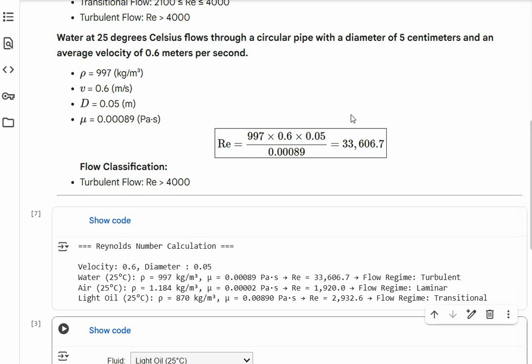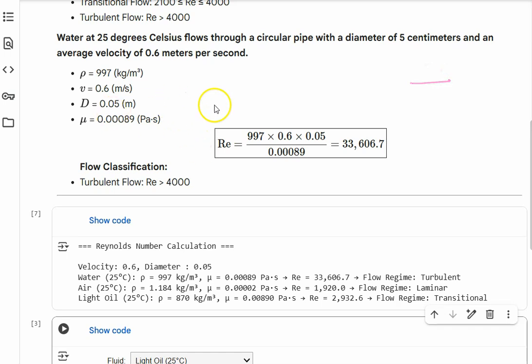Let's consider an example. Water at 25 degrees Celsius flows through a circular pipe with a diameter of 5 centimeter and average velocity of 0.6 meter per second. So given water density 997 kg per meter cube at 25 degrees Celsius and viscosity 0.3089 Pascal second, and velocity is already given, that is 0.6 meter per second, and diameter is 5 centimeter, so we can convert this 5 centimeter to meter, that is 0.05 meter.